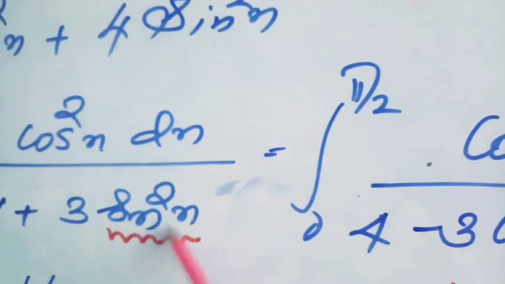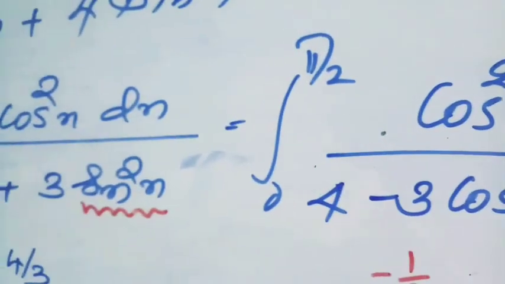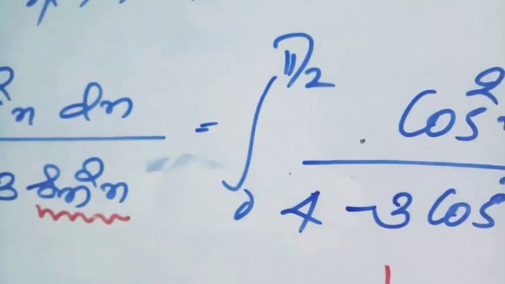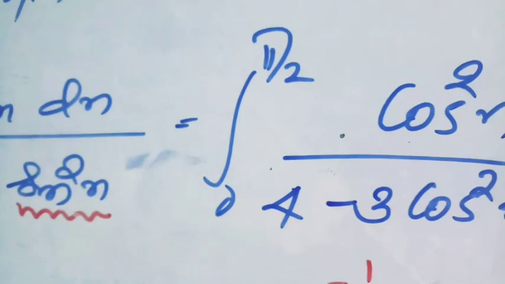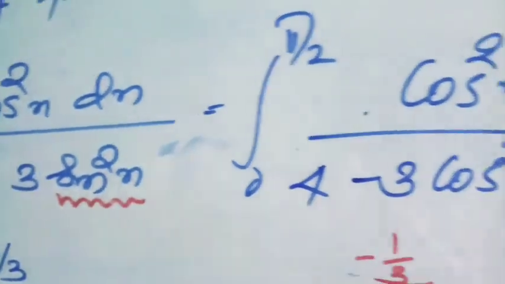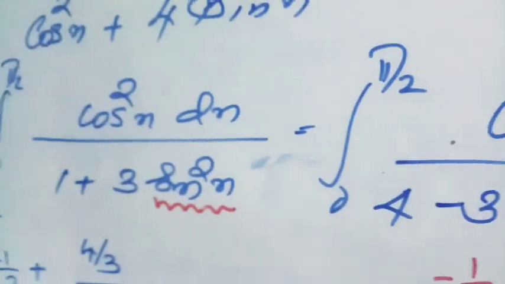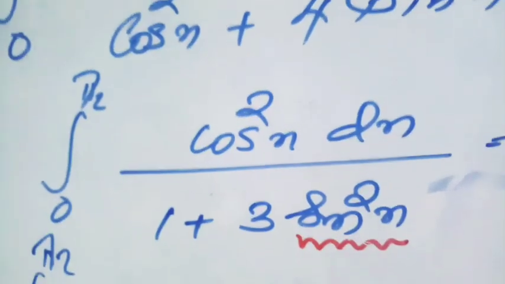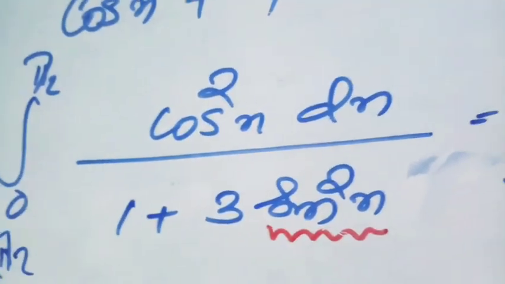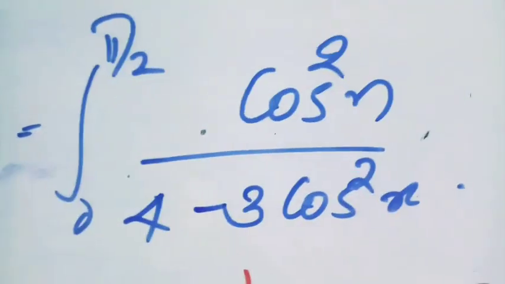For this sin square x, you can write it as 1 minus cos square x. Again 1 plus 3 sin square x, 3 sin square x can be written as 3 into 1 minus cos square x. So 3 plus 1, 4 minus 3 cos square x.